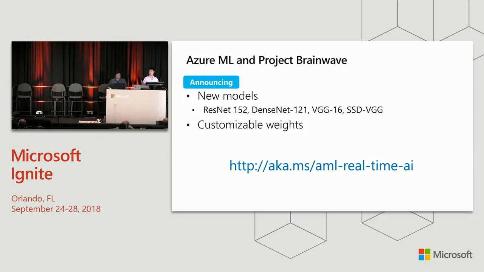And what we're announcing is that we are providing some new models that you'll be able to deploy onto the FPGAs. In addition to ResNet 50, we also have available ResNet 152, DenseNet 121, VGG 16, and SSD VGG. And also the ability to customize those weights. So if you've ever played with deep neural networks before, you're probably familiar with the millions of parameters and weights that are there. And so in May, at Build, we announced the availability of ResNet 50 on an FPGA pre-trained on the ImageNet data set.